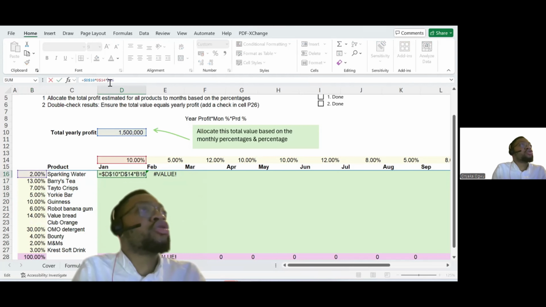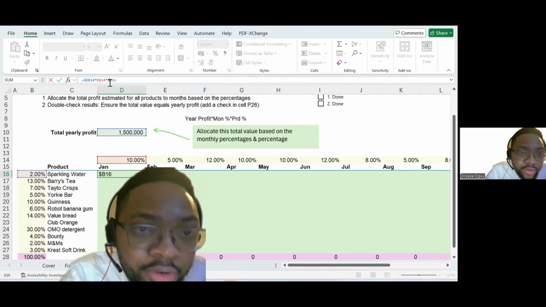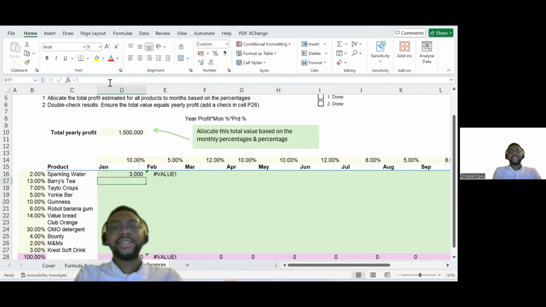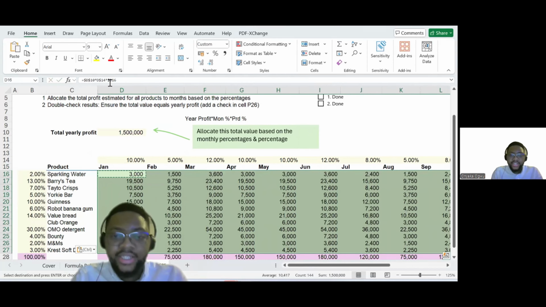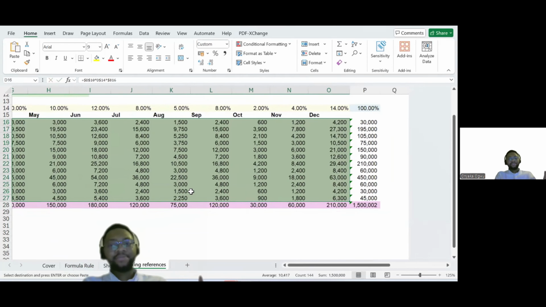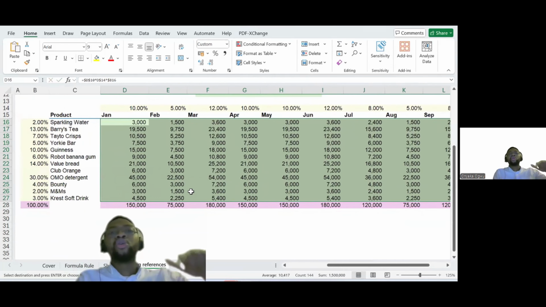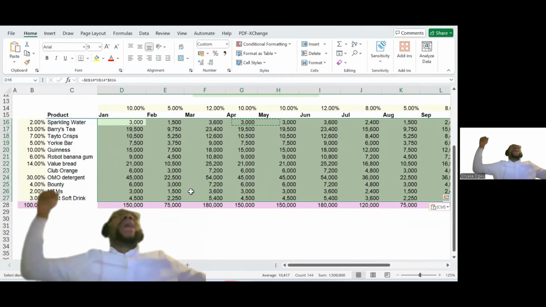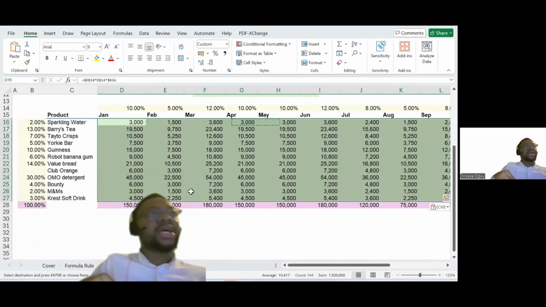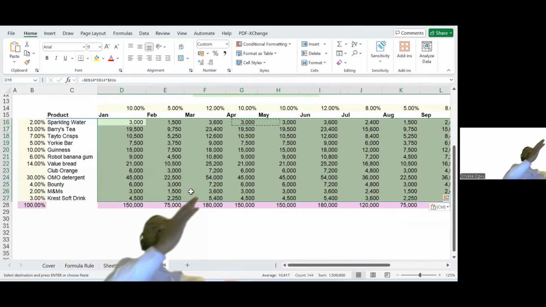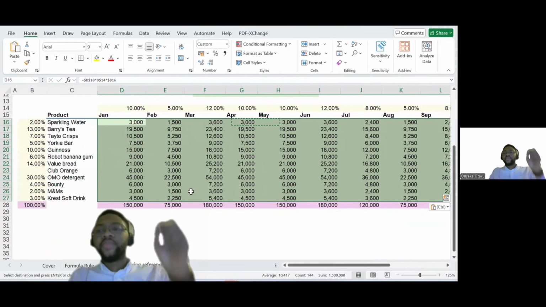And how do you lock it? I said use a dollar sign in front of B, and press enter. Now, if you copy this formula everywhere, you can see that this is correct. So the formula we had was correct, but what was wrong was the referencing of the formula.